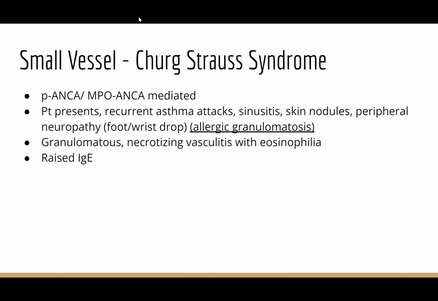And then Churg-Strauss, P-ANCA, MPO-ANCA. Again, need to know that for all of it. This is allergic granulomatosis. So anytime you see anything associated with allergic, you're going to see eosinophilia and association with IgE, so raised IgE. This is still granulomatous. So the patient will present with recurrent asthma attacks, sinusitis, skin nodules, peripheral neuropathy. Look at the ANCAs.